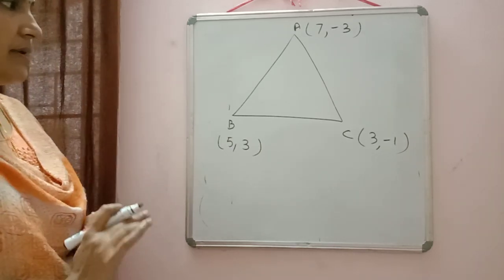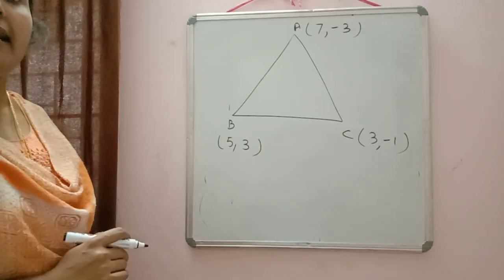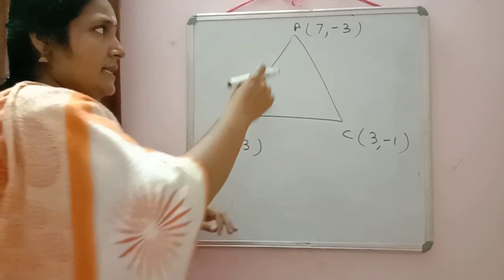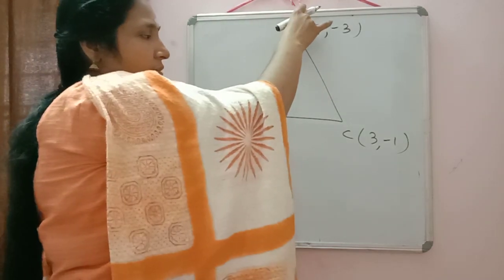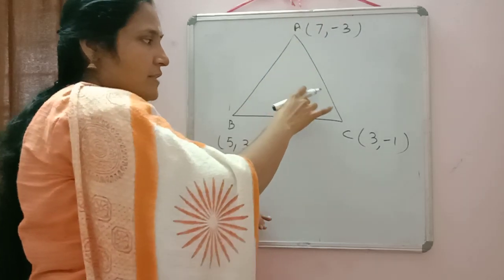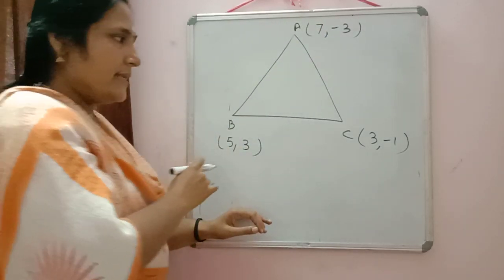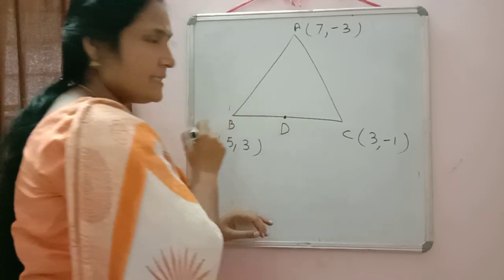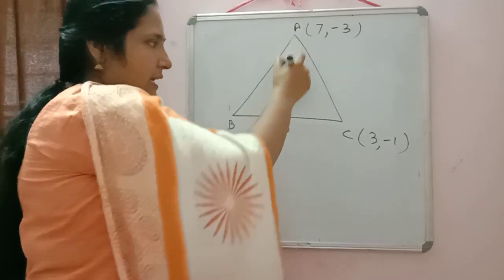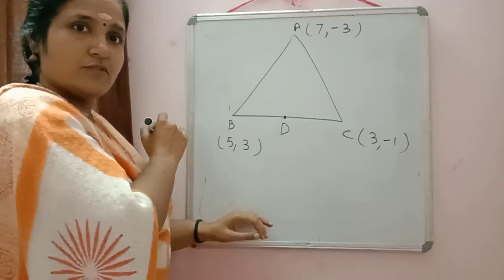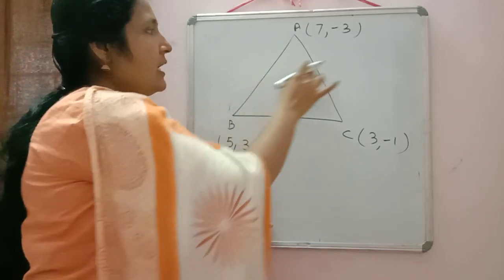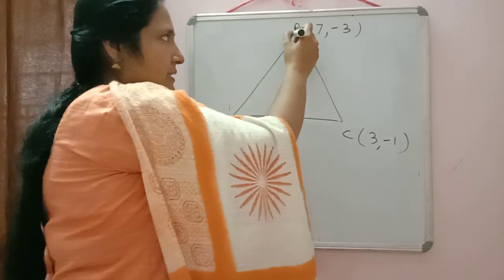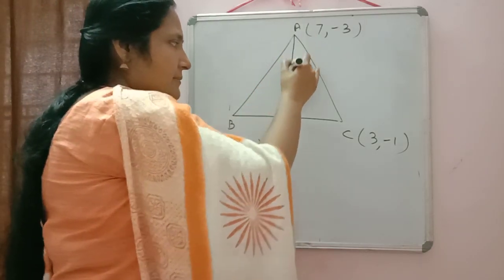Now we will check out. We have to find the length of the median. First we should know what a median is there. A median is a line segment which joins a vertex to the midpoint of the opposite side. So if I have taken the midpoint of BC as D, then AD will be one median there. In this way, how many medians are possible? 3 medians are possible there. So first I am calculating the length of AD.